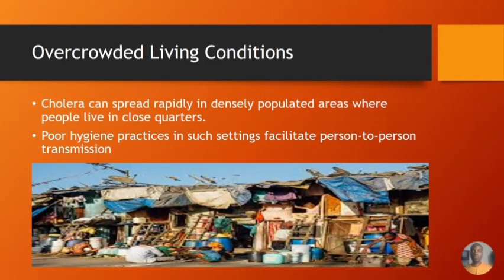Then we have overcrowded living conditions. Living in an overcrowded place can increase the risk of contracting cholera, because cholera can spread rapidly in densely populated areas where people live in close quarters. There are poor hygiene practices in such settings, facilitating person-to-person transmission. Because you're living in an overcrowded place, that increases the risk of cholera spreading all around.